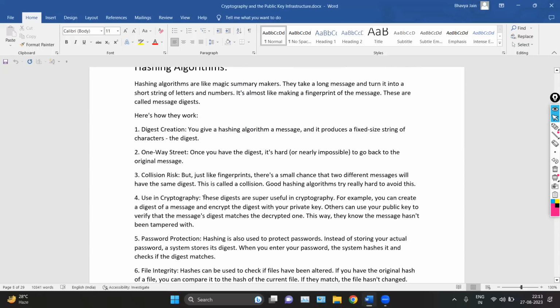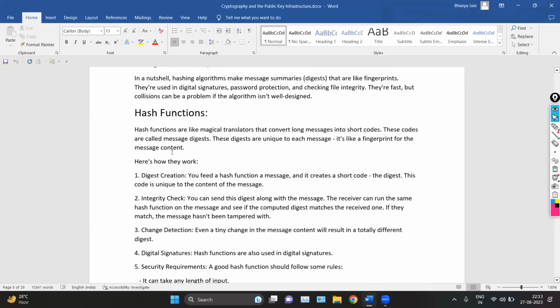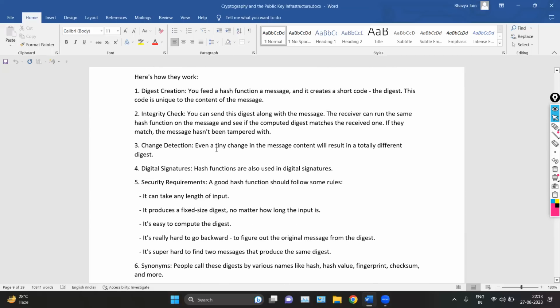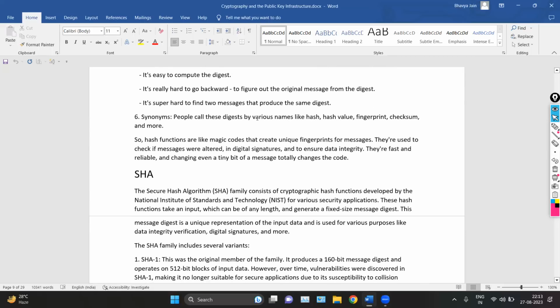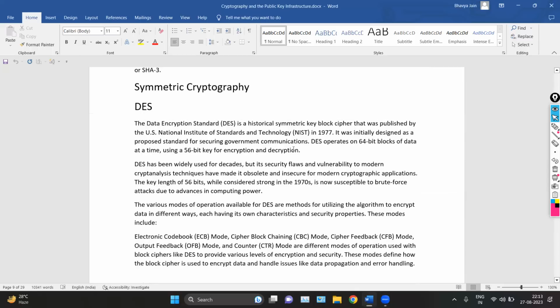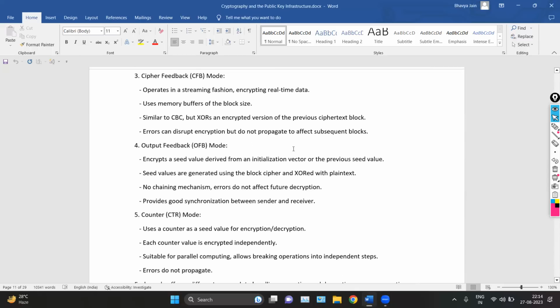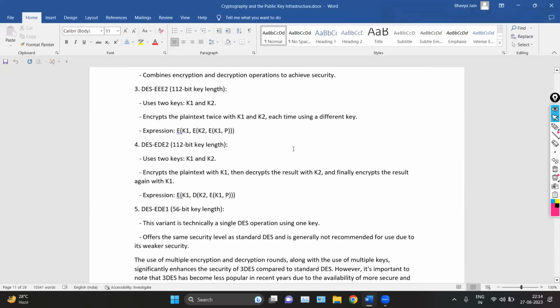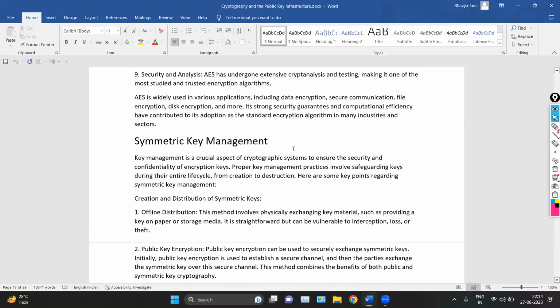Then we have hashing algorithms. These are concepts like digest creation, one-way street, fixed length, collision, etc. Then hash functions: hashes are also known as digests, hash values or fingerprints. Then we discussed SHA, MD5, DES, triple DES, the working of these algorithms, some formulas, and AES.